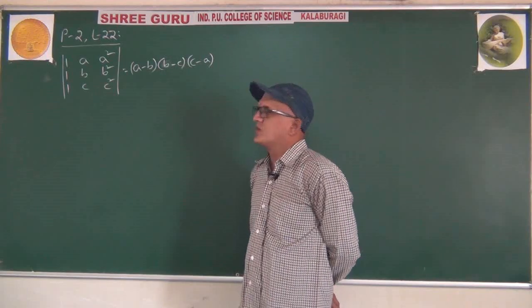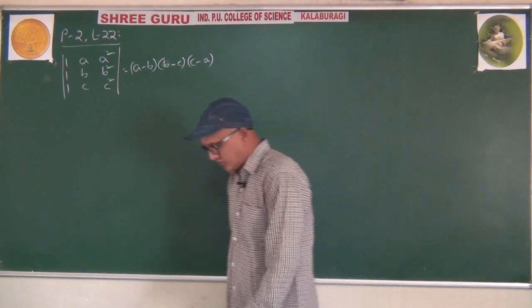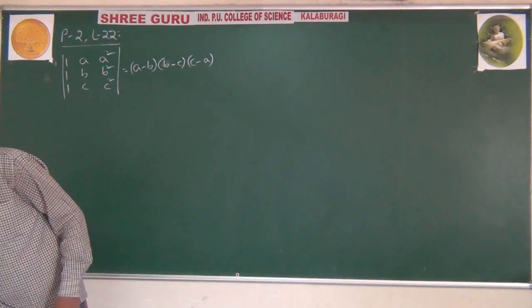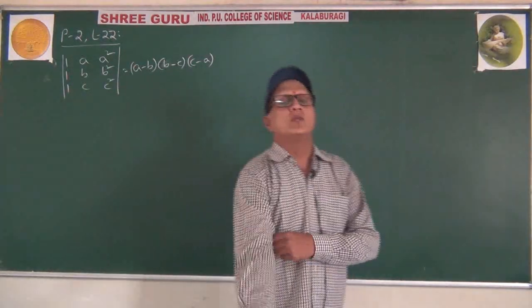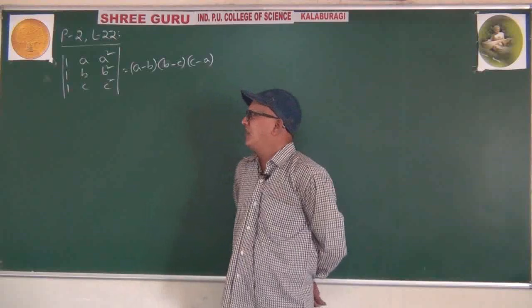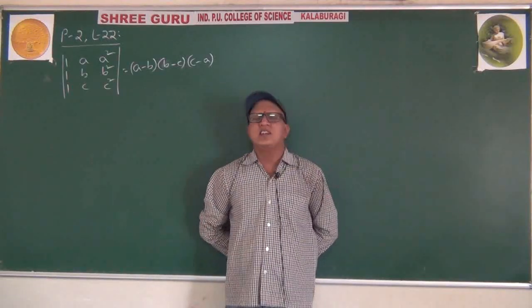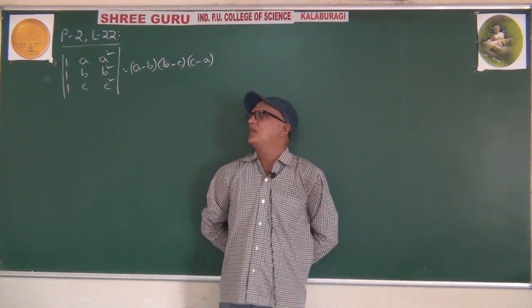Okay, this is the question. We have to prove this by using properties of determinants. Sir, why do we have to use properties? Isn't it a big headache? Which operation do we have to take?